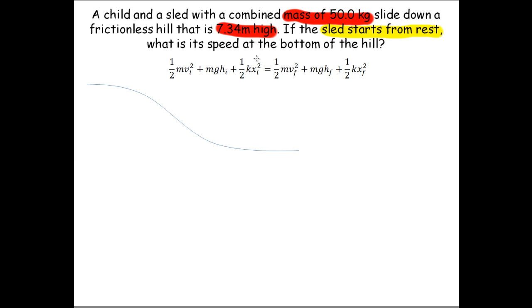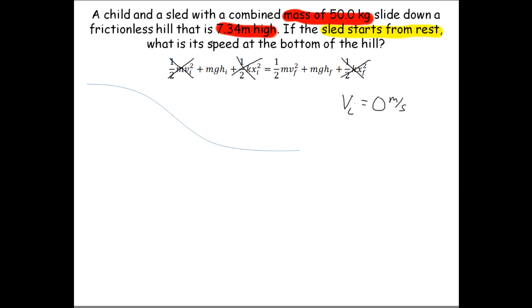If I think about my problem, I don't have any springs, so I'm going to cancel out these spring portions of this equation because I don't need them. The spring constant is 0, and so they just go away. But there are also a couple other things that I can start marking off. I know that it starts from rest, and that means that my initial velocity, or v_i, equals 0 meters per second. And so if v_i equals 0, then this term right here is 0, and anything multiplied by 0 goes away.